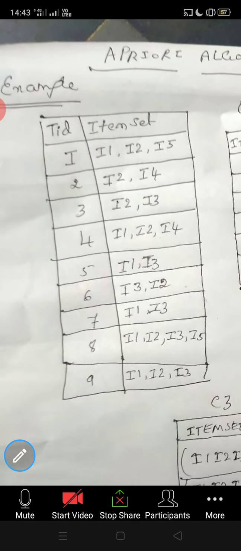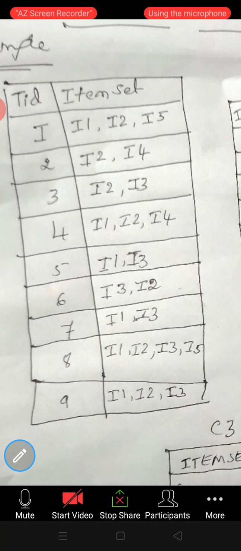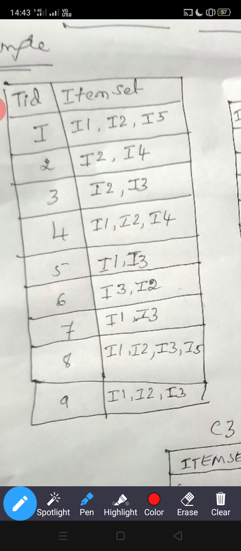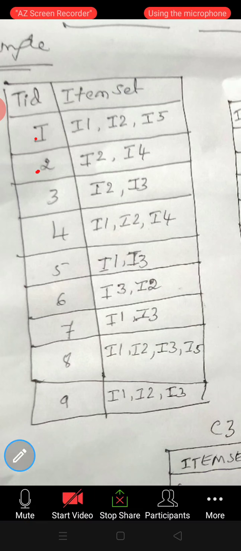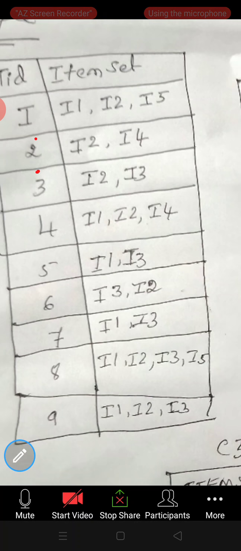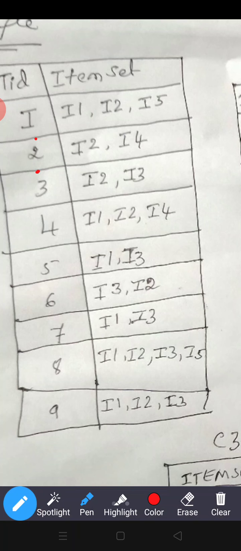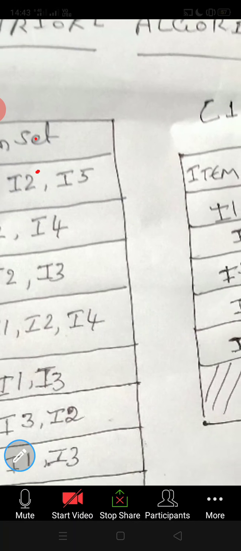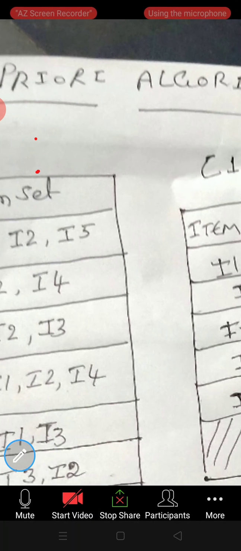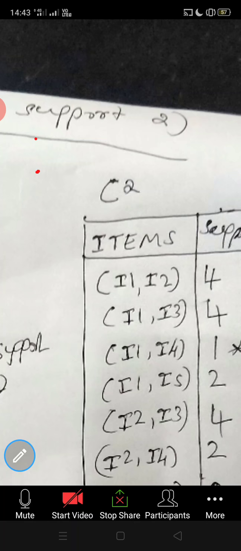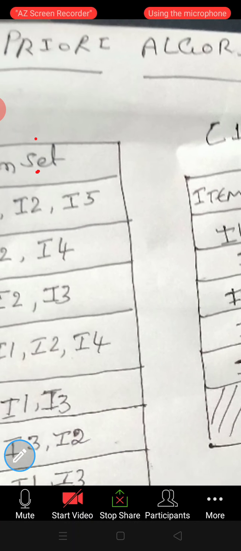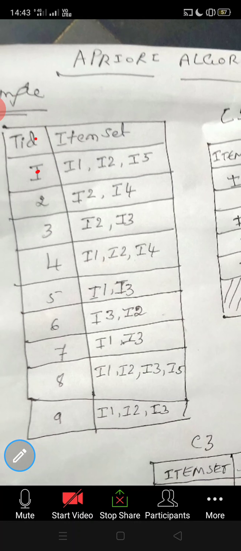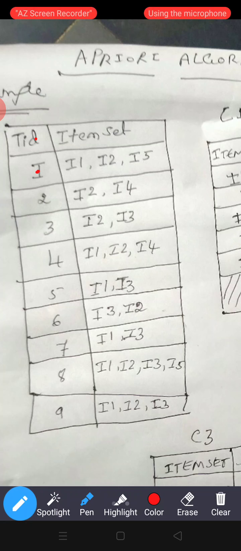Now, this is the question. Given transactions contain a total of nine transactions. The first transaction is I1, I2, I5. The second transaction is I2, I4, and so on. The third is I3, I2. The fourth is I1, I2, I4. Like that, nine transactions are given. The minimum support is 2, and we have to calculate the frequent item sets.